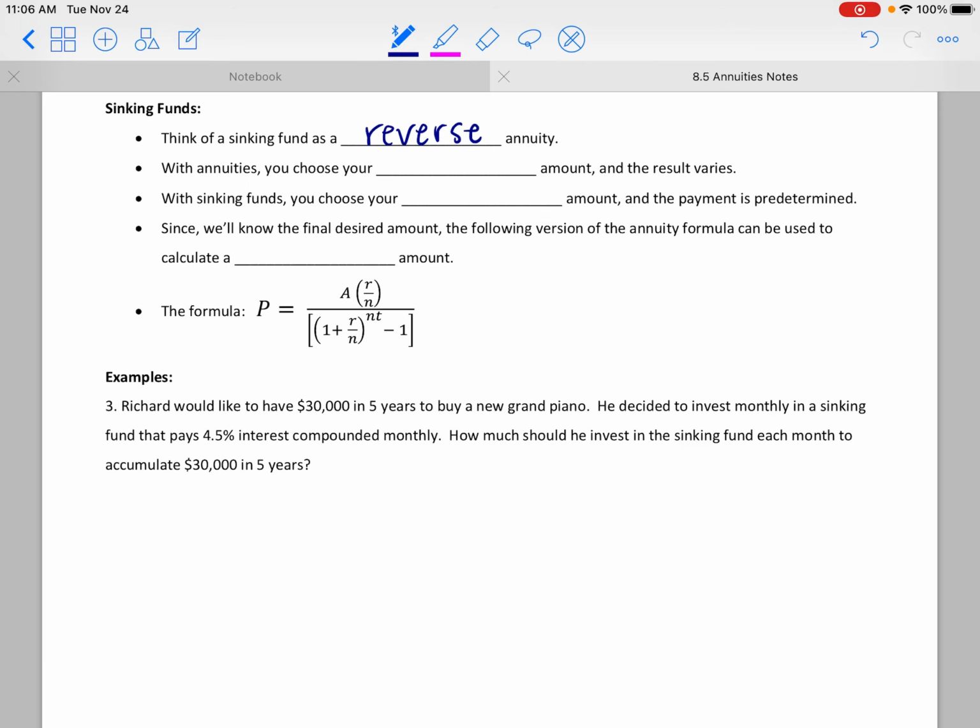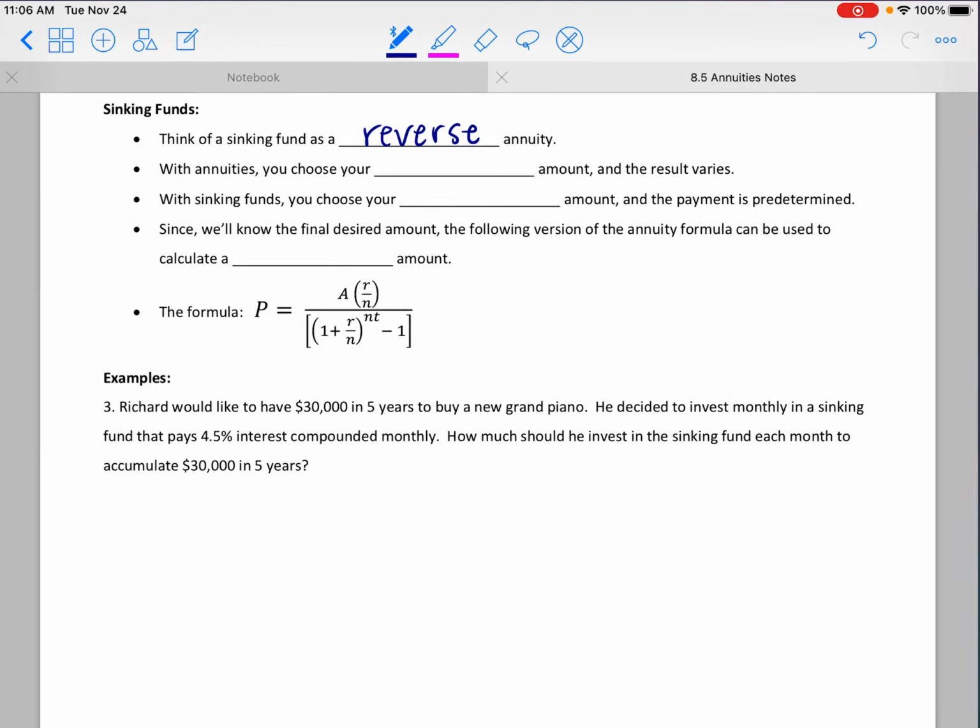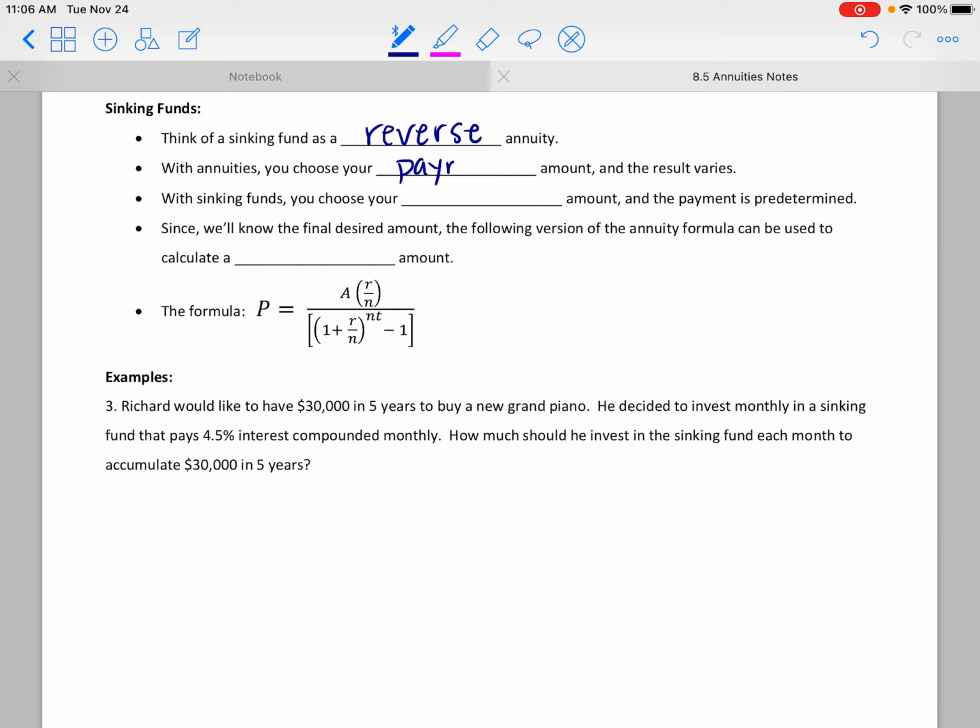With an annuity, which the ones that we just looked at, you're choosing your payment amount. So maybe you decide that you can handle $250 a month to pay in, and the final result is going to vary depending on how long you make the payments, so what the time period is for your annuity.